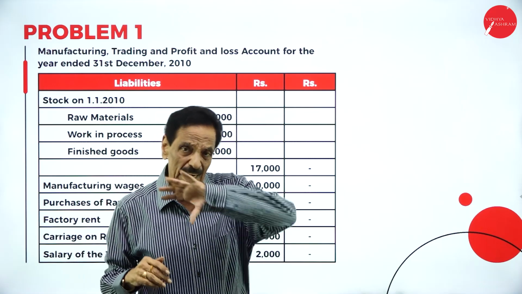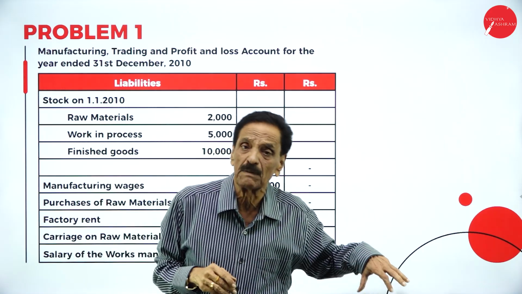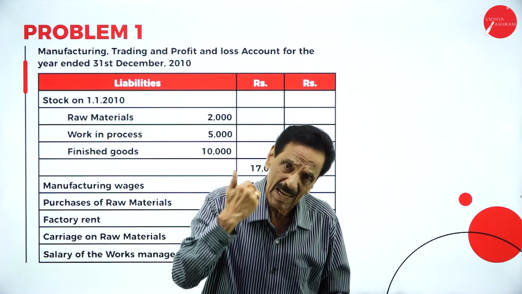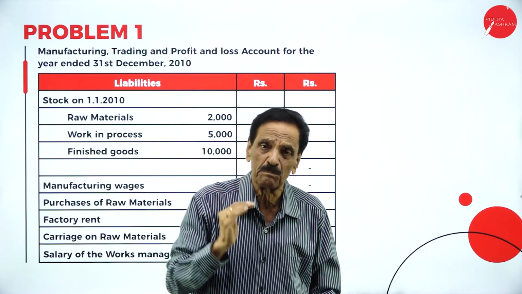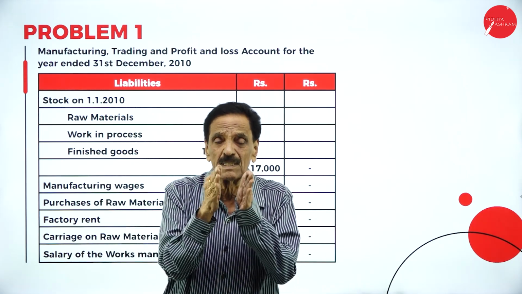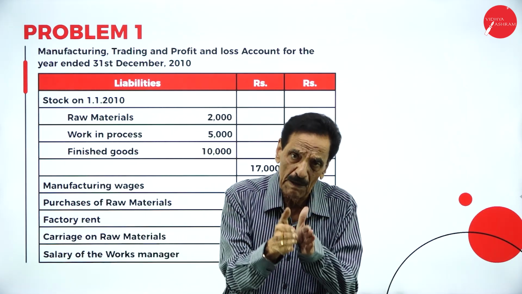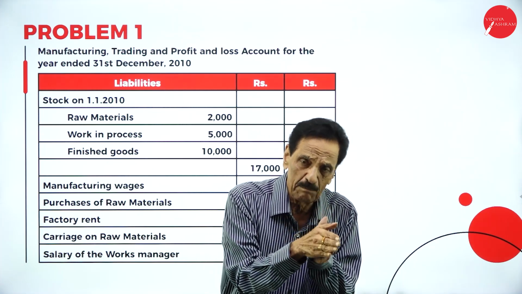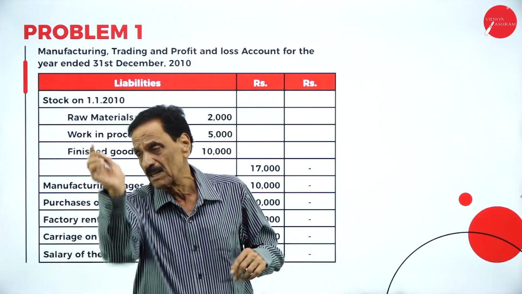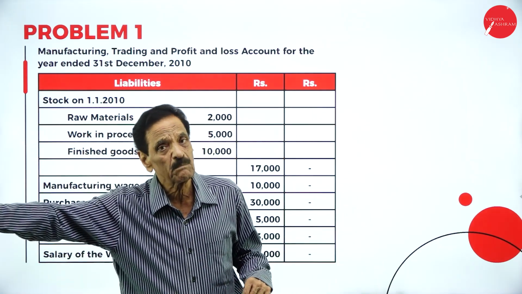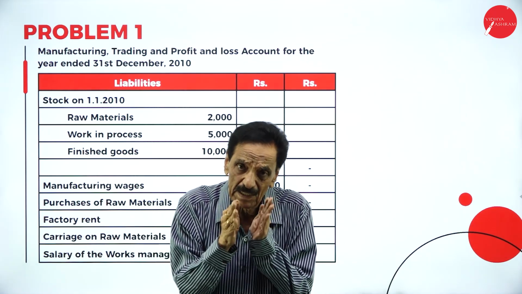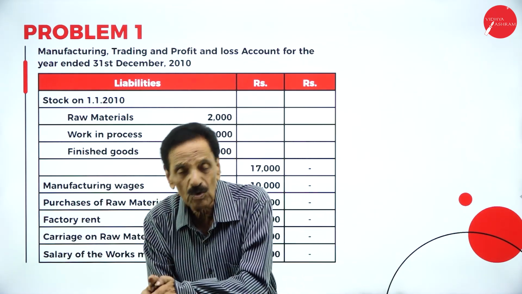Whatever the trading account item come, that will come in the manufacturing account. We say that factory rent, wages, carriage inward, salary of the works manager, whatever the works come, that will come here. Even depreciation on machinery, motor car and building will come. Depreciation on furniture goes to office. Credit side by closing work in progress, by sale of scrap. Whatever the difference comes, that is the cost of production. That will go to trading account.